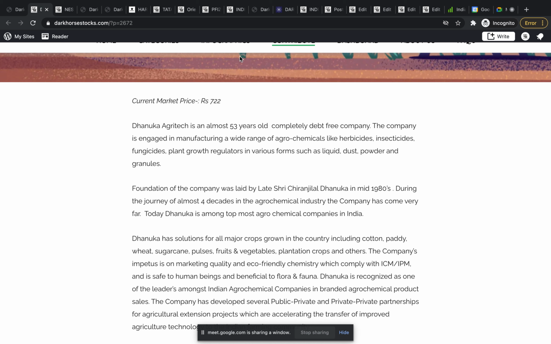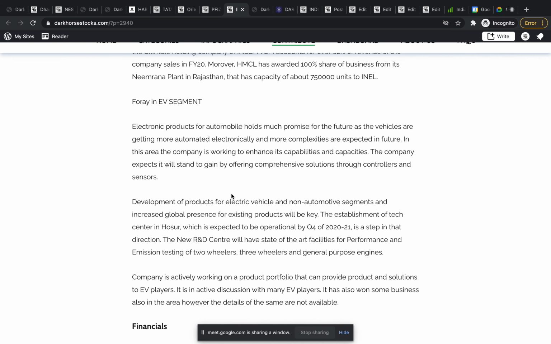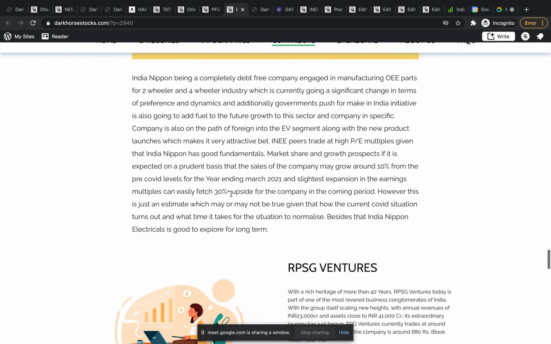Say, for example, if you check our latest report on India Nippon Electricals, and scroll down to the last section, the conclusion section, you can see that we are trying to give a hint that the upside possible is at least 30%. If you read these lines that I am highlighting, on market share and growth prospects, it is expected on a prudent basis that the sales of the company may grow around 10% from the pre-COVID level for the year ending March 2021. So we are expecting the sales to grow 10% on a pre-COVID level.